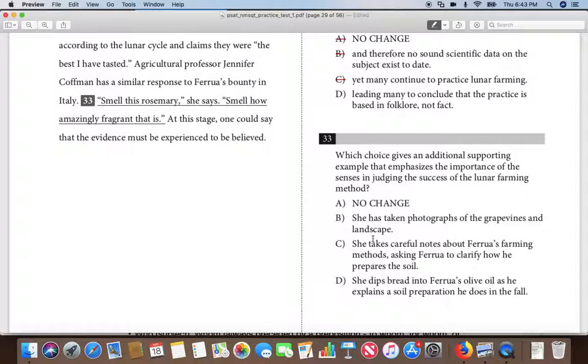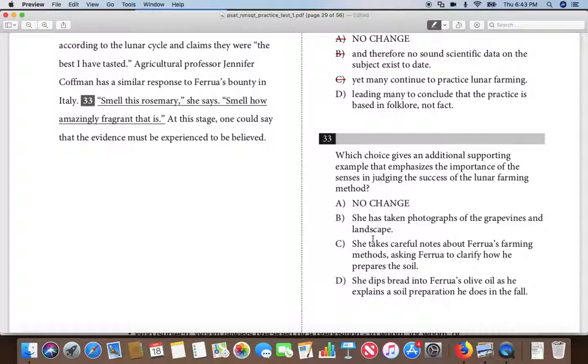Where does it emphasize the importance of seeing? Oh. Yeah, I just assumed when they said photographs, you're seeing it. Does that emphasize the importance of the senses in judging the success of the lunar farming method? No. I mean, it's loosely related to sight, because you have to see a photograph. But does that example emphasize the importance of the senses in judging the success of the lunar farming method? No. It does not.